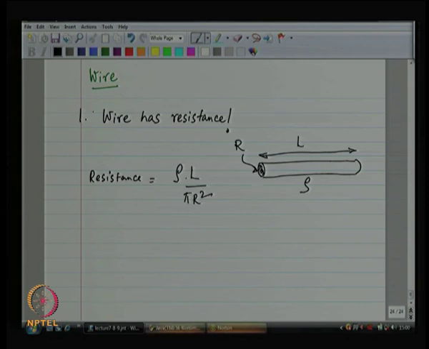Okay. Now, this is easy to understand. Now, what you are not being told over here is that this resistance typically is a function of frequency. Why?